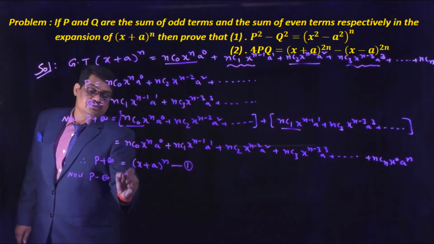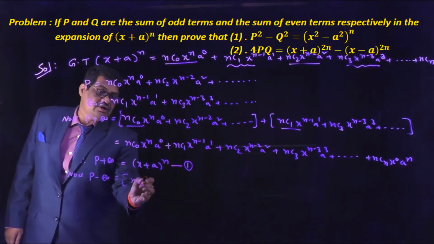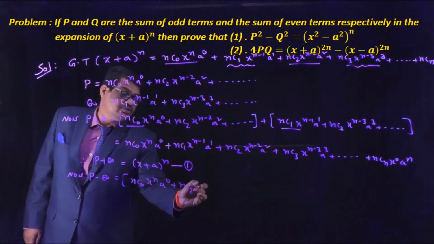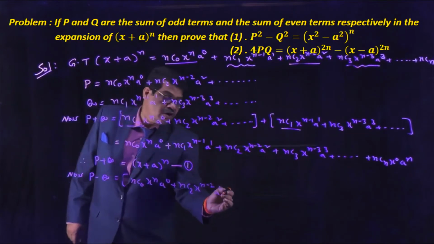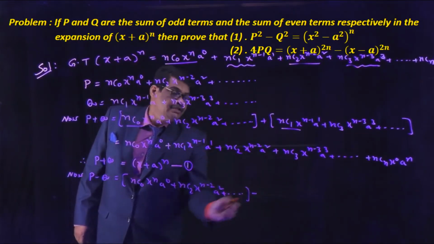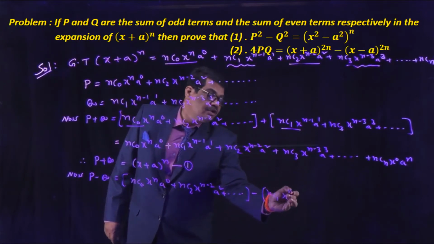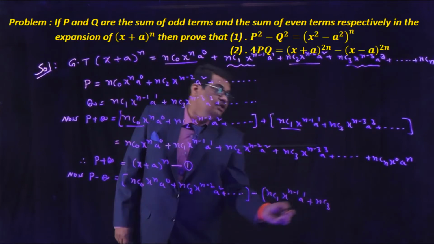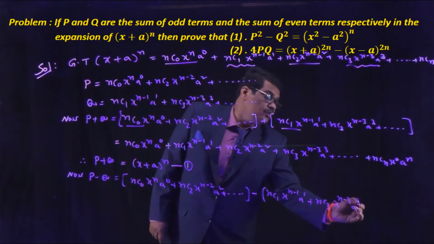What is the sum of the terms? P is nC0 x^n a^0 plus nC2 x^(n-2) a^2 plus so on. Minus nC1 x^(n-1) a^1 plus nC3 x^(n-3) a^3 and so on.